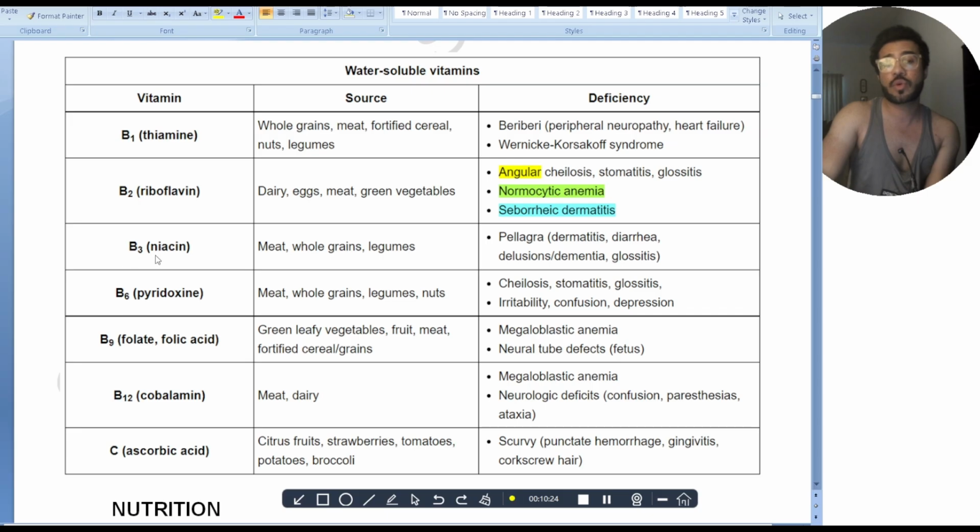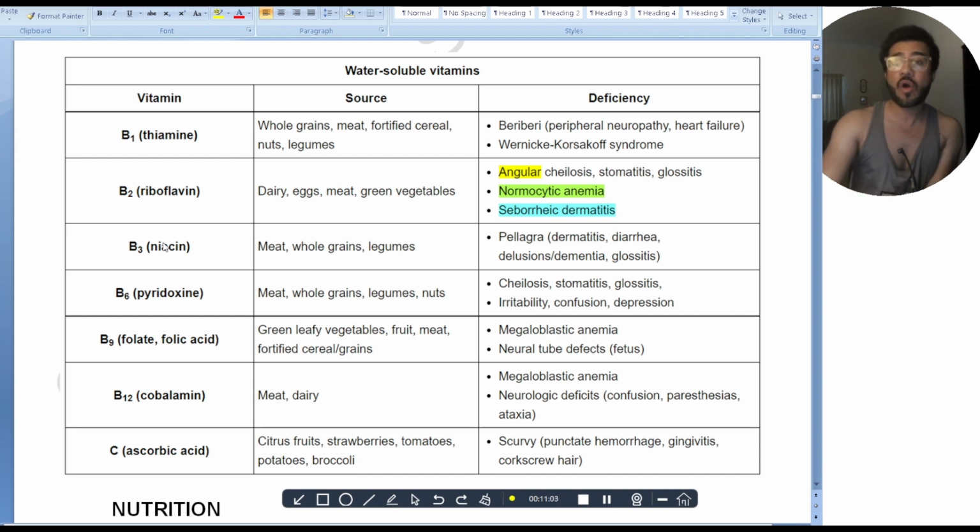Now let's move to niacin, vitamin B3. Just remember the three Ds: dermatitis, diarrhea, dementia. That is pellagra. Basically, deficiency of B3 causes pellagra. And one more high yield question you get here is that a patient has carcinoid syndrome where the patient is producing excessive amounts of serotonin, and that patient has dermatitis, diarrhea. What is the most likely vitamin deficiency in this patient? The answer is going to be niacin.